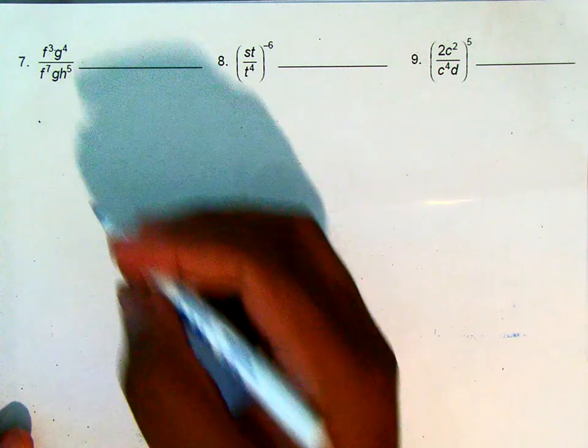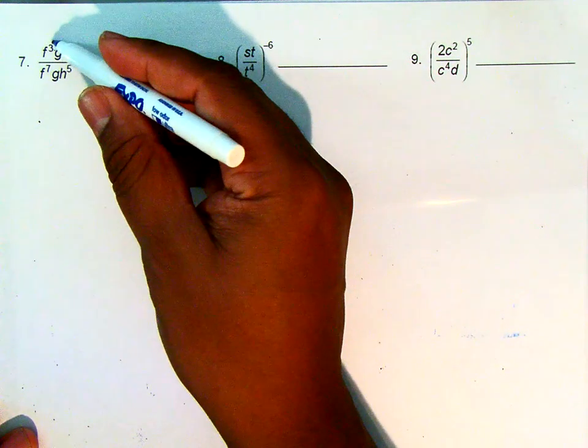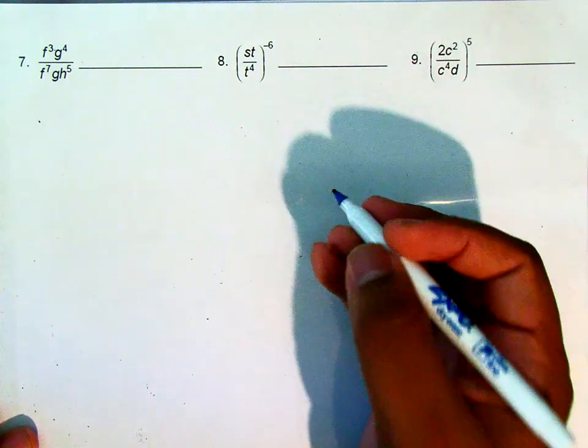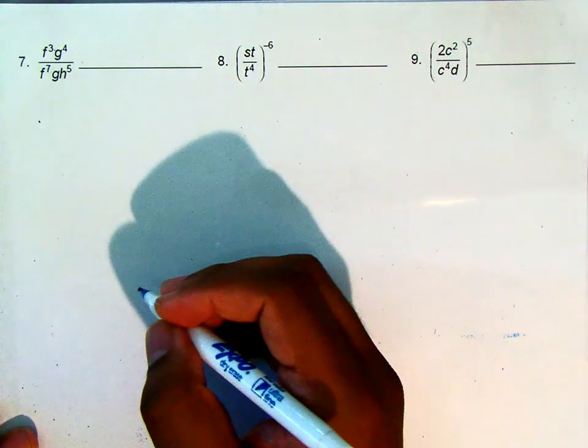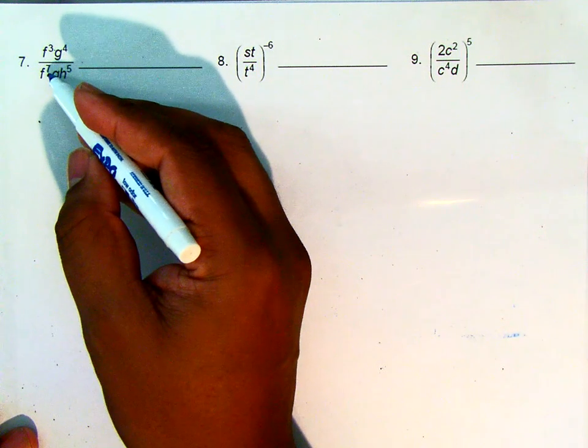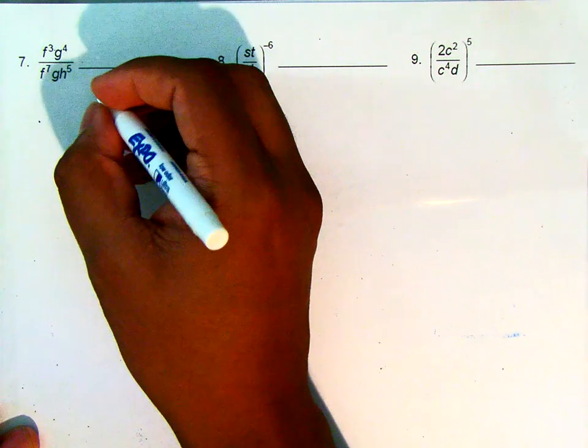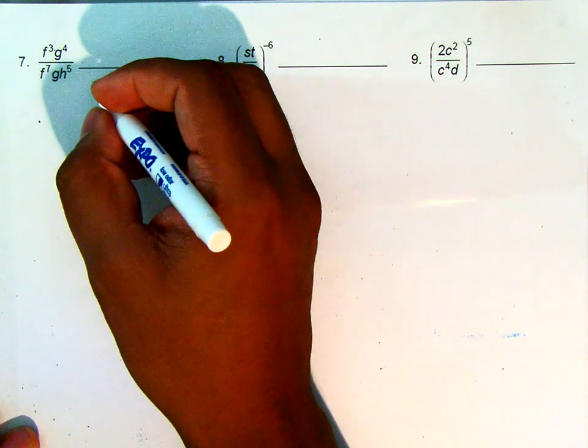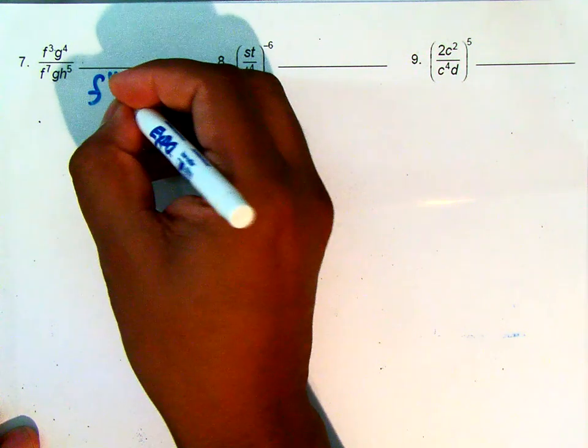So what I'm going to do is do those subtractions and do 7 minus 3. 7 minus 3 is going to be 4. So our exponent is going to be 4. So we're going to put 4 on the f. But understand, since 7 is bigger than 3, we're going to put that f in the denominator. So it's going to be f to the fourth.